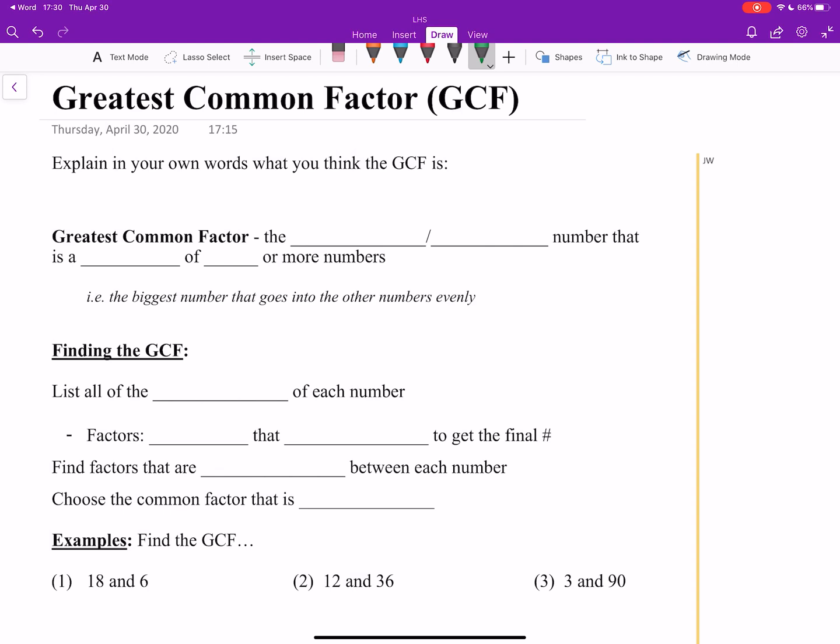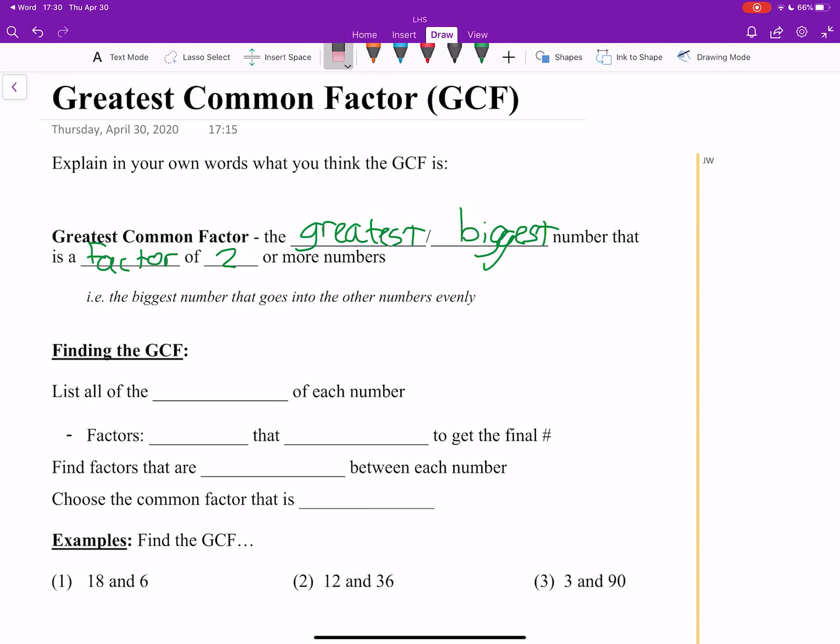Okay, so the greatest common factor, I had you up here explain in your own words what you think it might be, using the words greatest common factor, trying to dissect it on your own. But I'll let you know that the greatest common factor is the greatest. That might be kind of obvious, right? The greatest or biggest. So what we mean when we say greatest is the biggest number that is a factor of two or more numbers, okay? I.e. it's the biggest number that goes into all of the other numbers evenly when we're looking at a series of numbers.